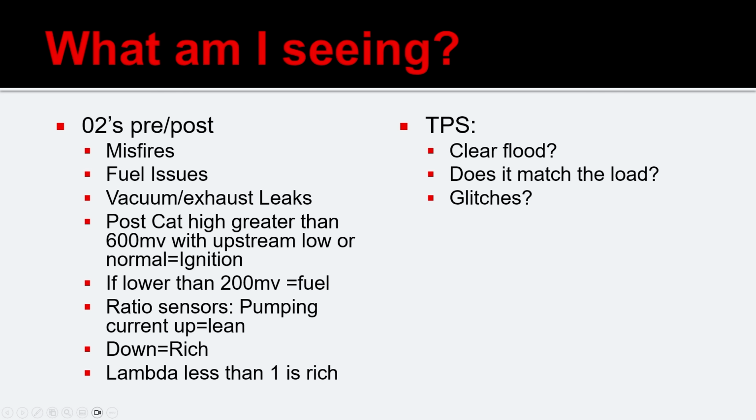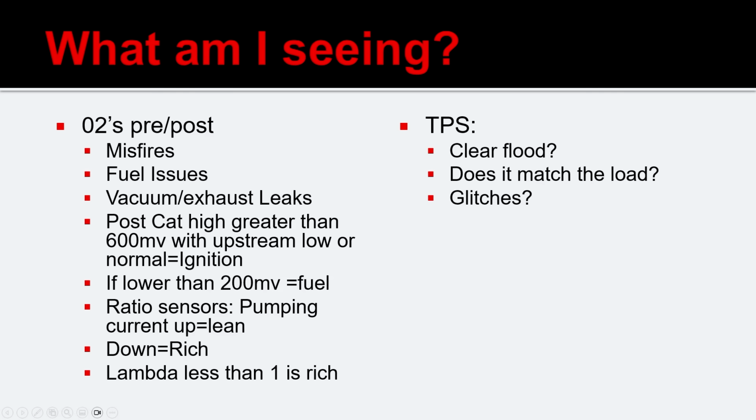My ratio sensors, if I was on the OEM side of the data stream, I'd be looking at my pumping current, right? So if the pumping current value is higher, that's usually indicating lean. If it's lower, that's usually indicating rich. And lambda, a lot of the different car manufacturers support lambda now, especially on the global OBD2 side. Lambda less than 1 is indicating a rich condition. So obviously higher than 1 is going to indicate the opposite.